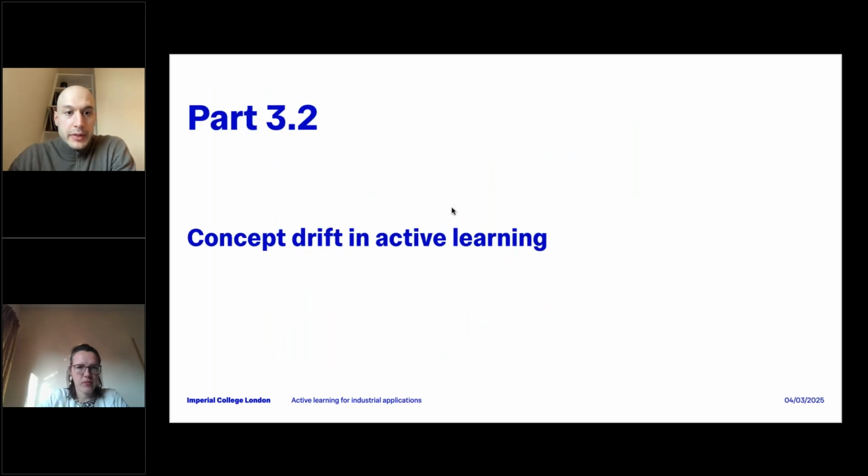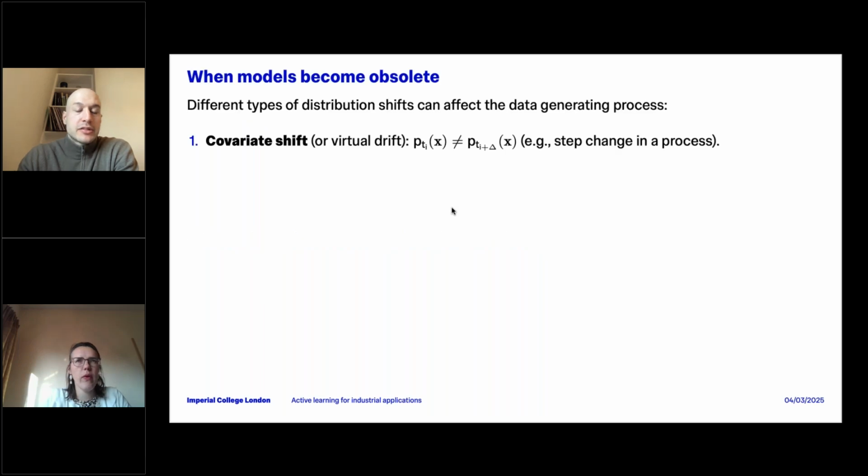Then I wanted to also introduce another problem which is very interesting for streaming data, which is one of concept drift. So just trying to motivate, there are some cases where models can become obsolete, and in particular, just to give an introduction, we have different kinds of shift or drift that can affect the data generating process.